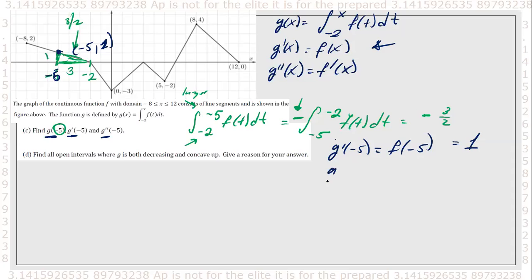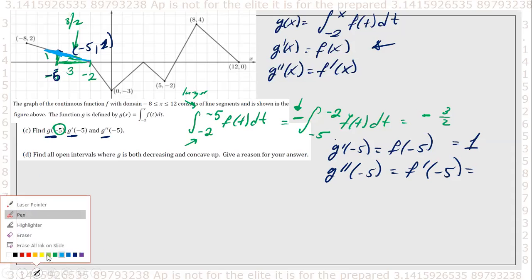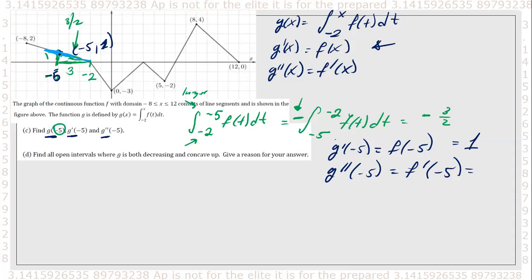Easy peasy. Next one, g double prime of -5 is the same thing as asking f prime of -5. That's telling you the rate of change at this point right here. So what is this rate of change? Pretty much the trick here is rise over run. So what is the slope? It's not that bad. We can see that this is going down 1 and then running 3. So rise -1 and run 3, so -1/3 looks like it's that.